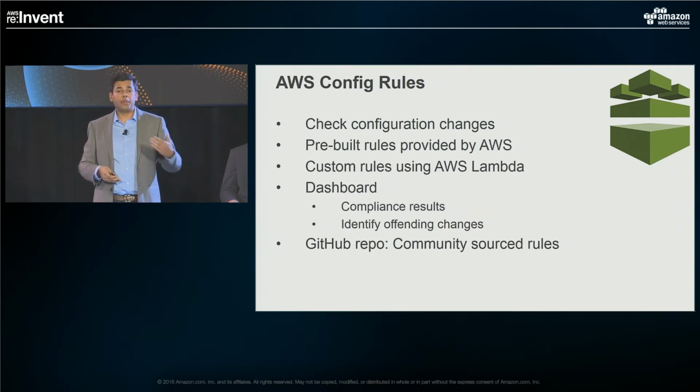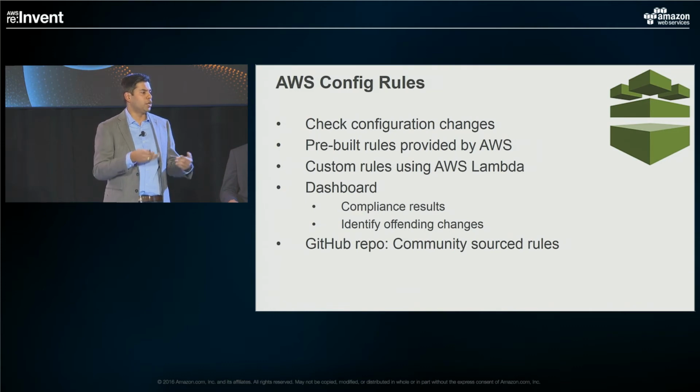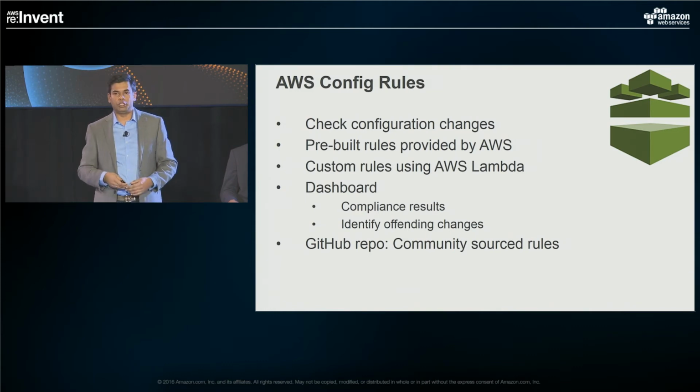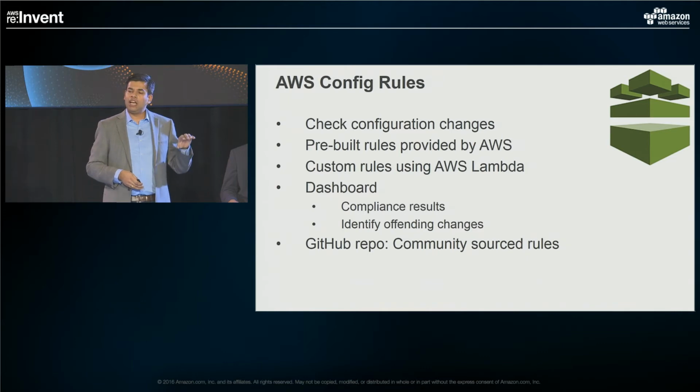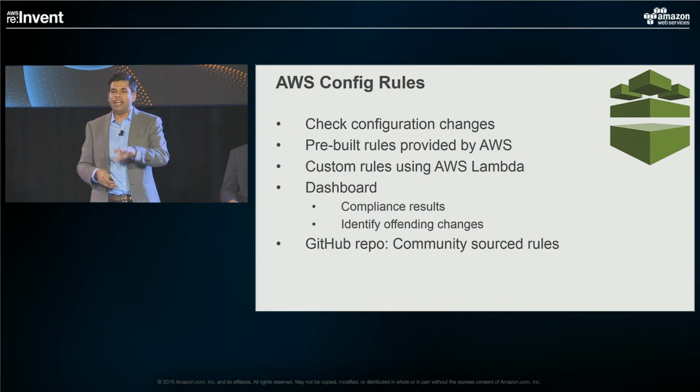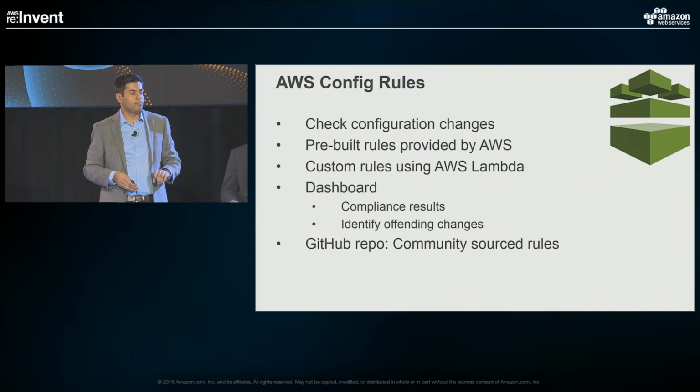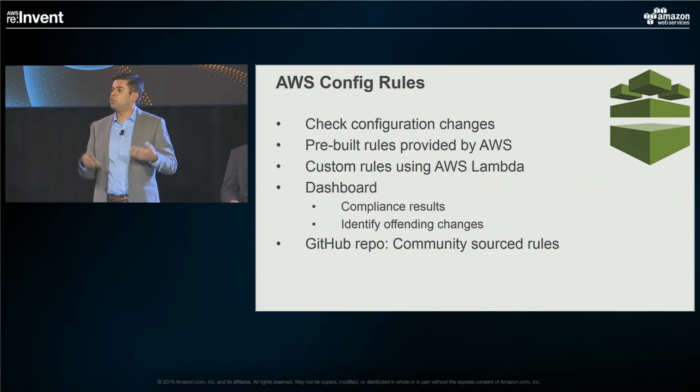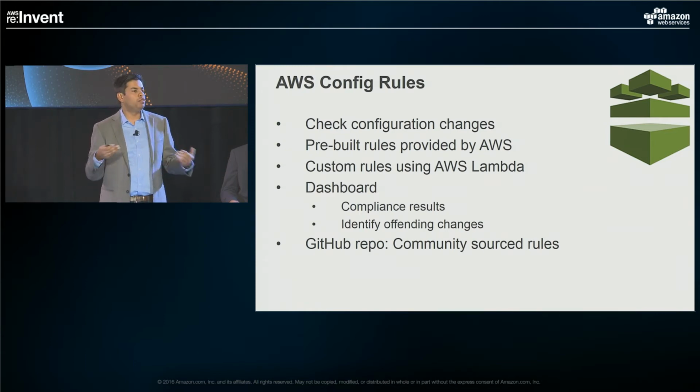There are a set of pre-built rules that are available to Adam. So Adam does not have to write any code. He can just select one of those rules. Or, if he so chooses, he can go ahead and write custom rules according to his needs using Lambda functions. With this, Adam also gets notified when any of his rules are violated. And he gets access to a dashboard where he can see which of his rules are not compliant and what resources caused those rules to go non-compliant.